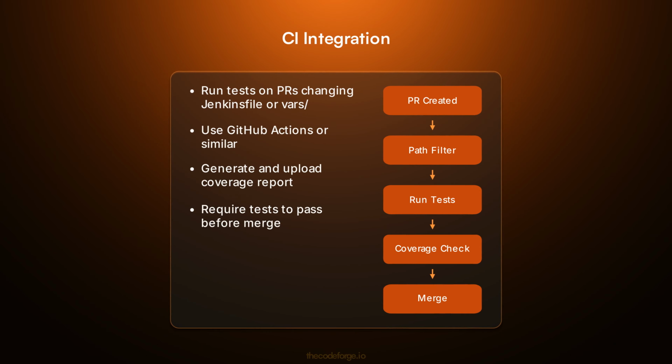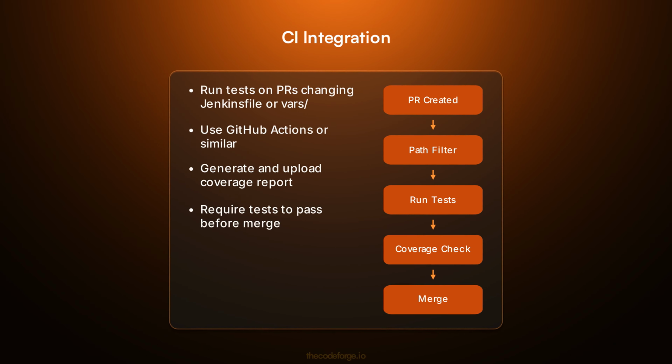Integrate pipeline tests into your CI. Trigger them on pull requests that modify the Jenkinsfile or shared library code. This ensures every change is validated before it reaches production.